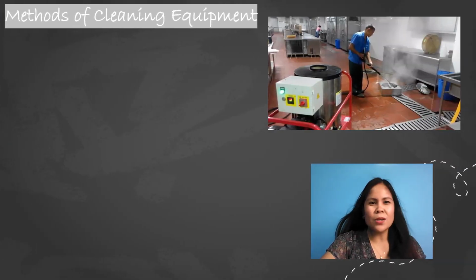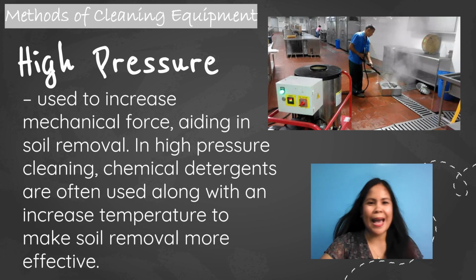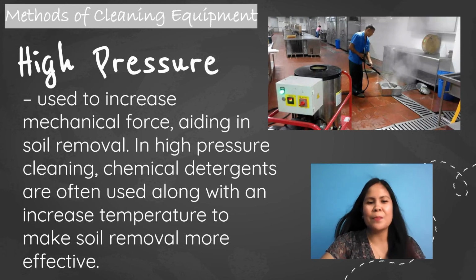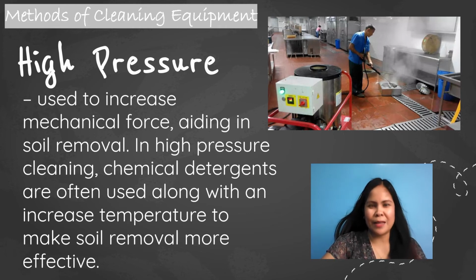Another method of cleaning equipment is high pressure cleaning. It is used to increase mechanical force, aiding in soil removal. In high pressure cleaning, chemical detergents are often used along with an increased temperature to make soil removal more effective.